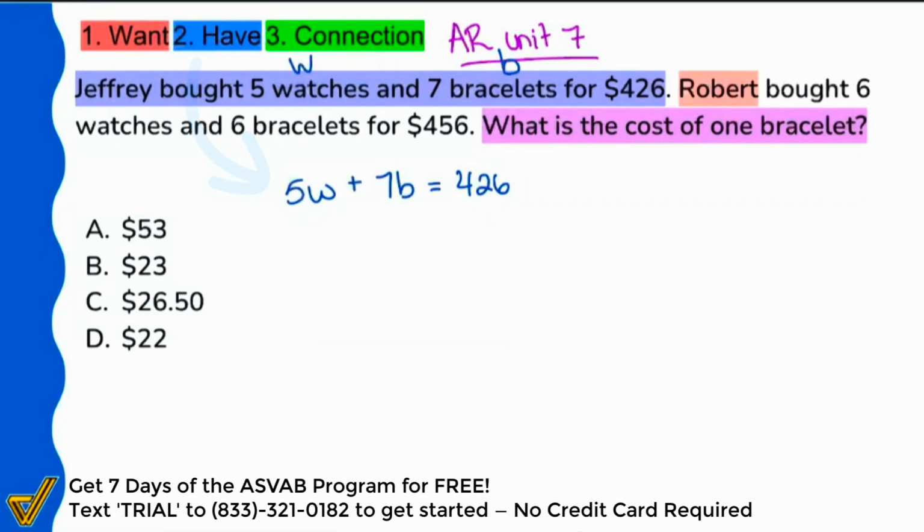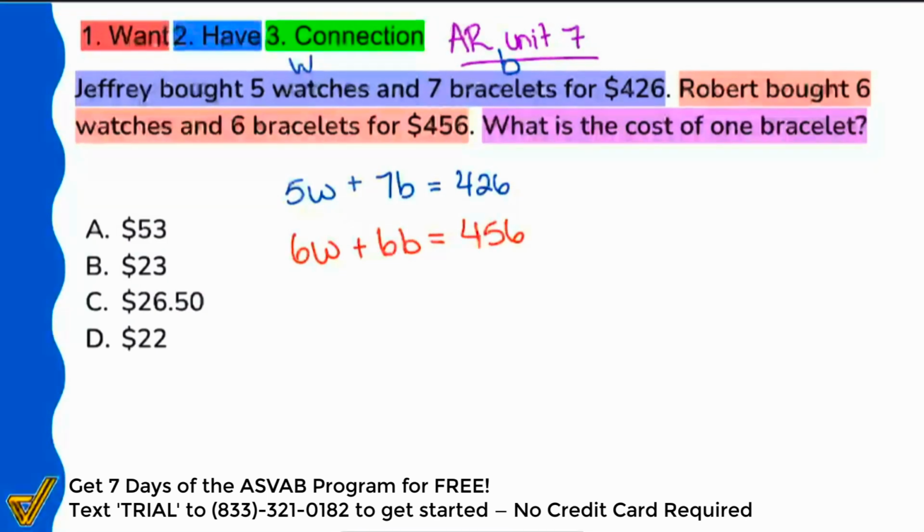Okay, awesome. Now, in the next sentence, notice this. We're told that Robert bought 6 watches and 6 bracelets for $456. So in the same breath here, again, 6 watches plus 6 bracelets, that's going to be $456. All right. Now, where are we? Well, we have 2 equations, and we need to remember that what we're looking for is the cost of, again, one bracelet. So this is what we're looking for here, either one of these. And remember that they mean the same thing.